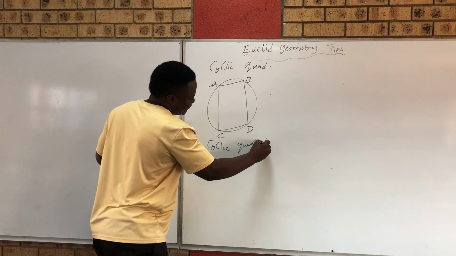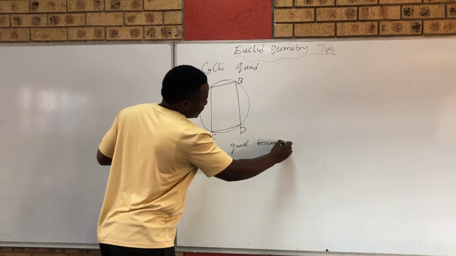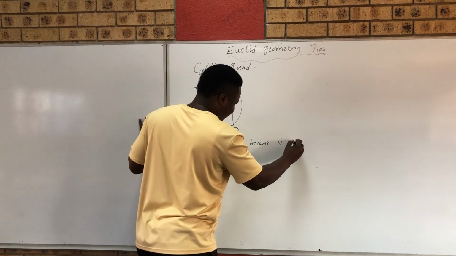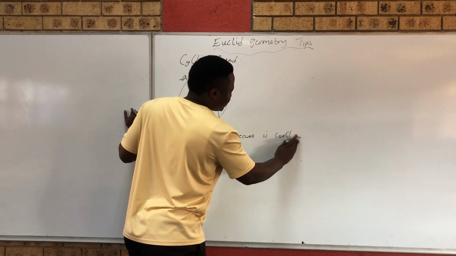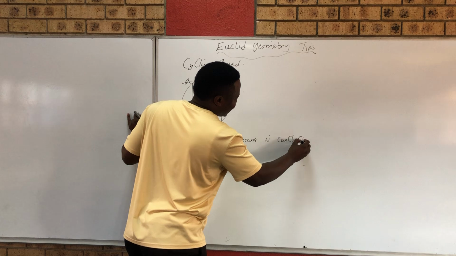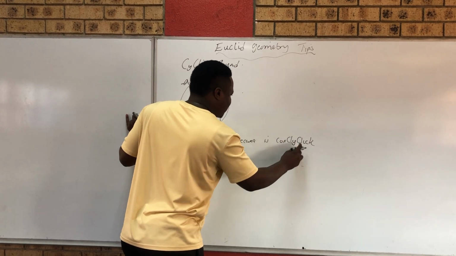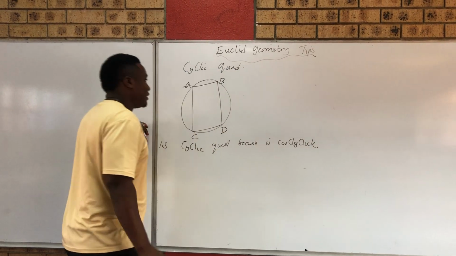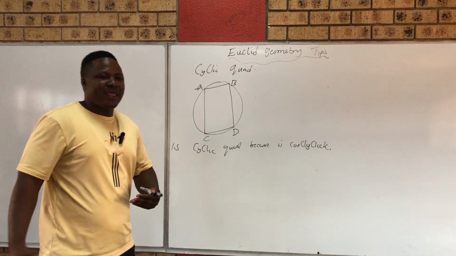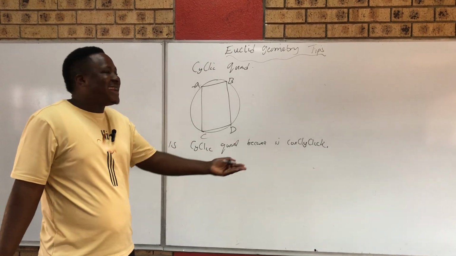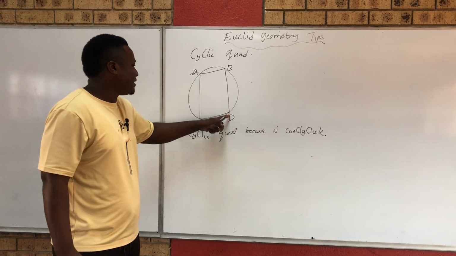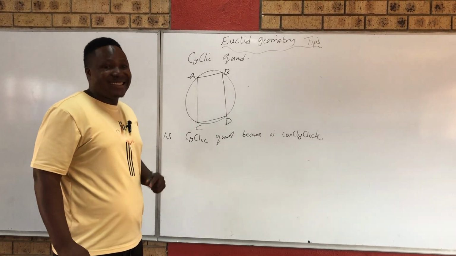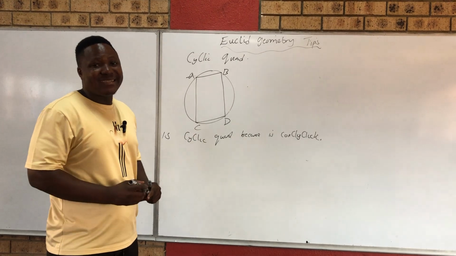Because it's concyclic. So sometimes they don't even need to tell you whether it is a cyclic quad or not. You just need to see, as long as you have four vertices intersecting the circle, you know that with this one it is a cyclic quad.